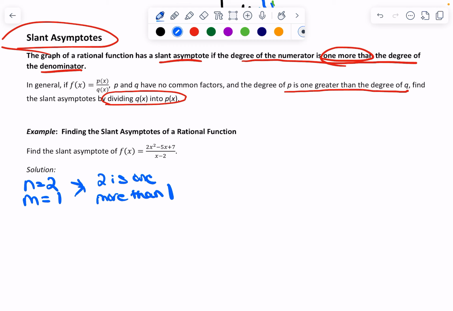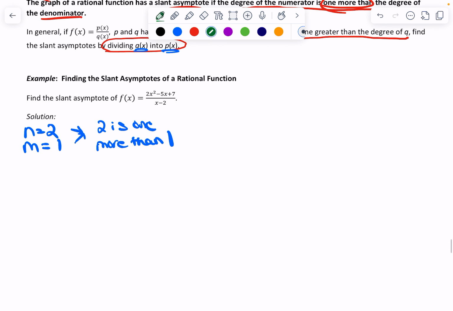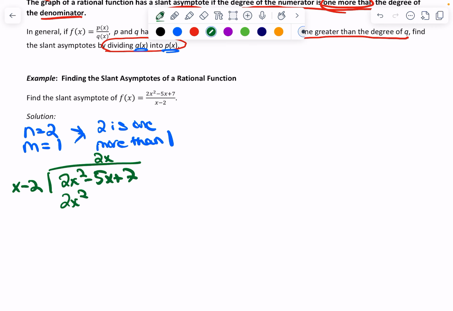Let's look at this example. The degree of the numerator is 2 and the degree of the denominator is 1. So 2 is 1 more than 1, so we know that there's going to be a slant asymptote. We are dividing q of x into p of x, so I'm going to use long division here. 2x squared minus 5x plus 7 divided by x minus 2. x goes into 2x squared 2x times. 2x times x is 2x squared. 2x times -2 is -4x. Now we're subtracting, so the signs switch. -5x plus 4x is -1x. 2x squared minus 2x squared is 0. We bring the 7 down.